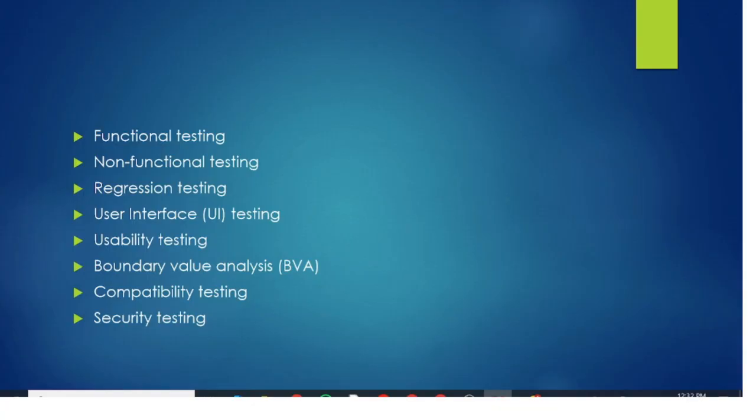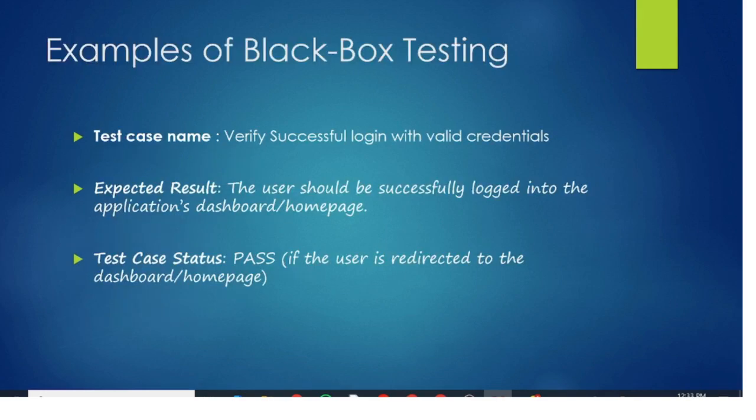Next, these are the examples of black box testing. The test case name is: verify successful login with valid credentials, which means we have to provide correct credentials. The expected result must be that the user should be able to log into the application dashboard or home page, and the test case status must be pass because we are providing valid credentials.